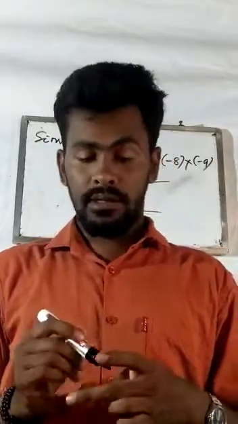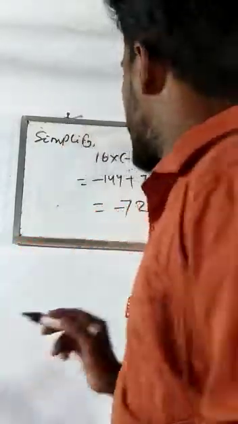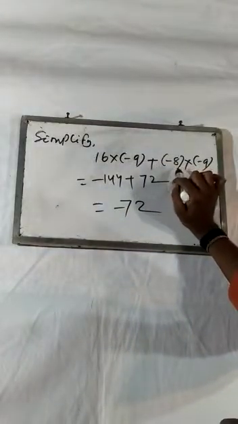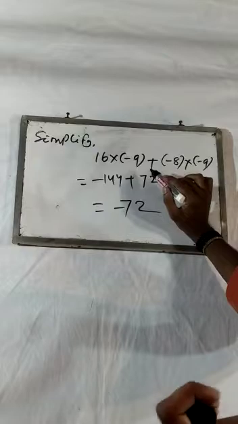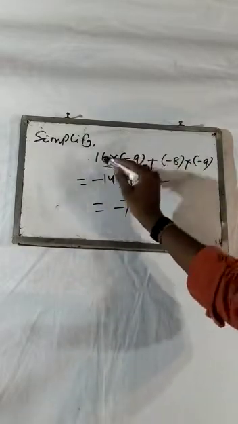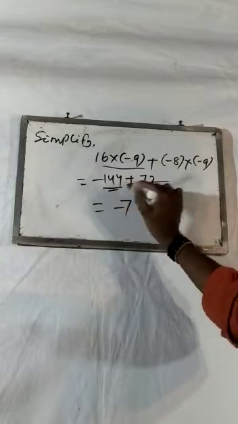Let's solve one question. Simplify. What is simplify? Now, 16 into minus 9 plus minus 8 into minus 9. First, beta, you have to look here. Now one number is positive, another number is negative. You have to multiply them. Your result will be 144.